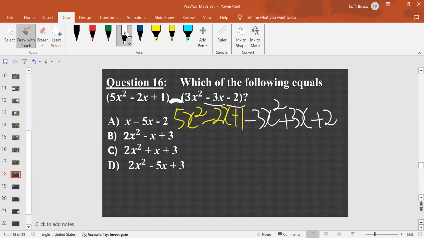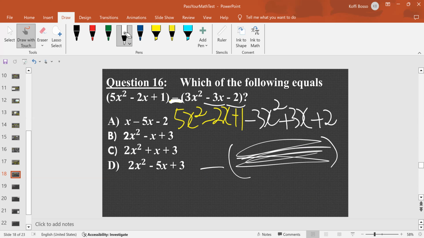So understand that every time you have a negative sign in front of a parenthesis, everything you have inside the parenthesis will change sign. If it's positive, that will turn to negative. If it's negative, that will turn to positive. Okay, that's the case here.